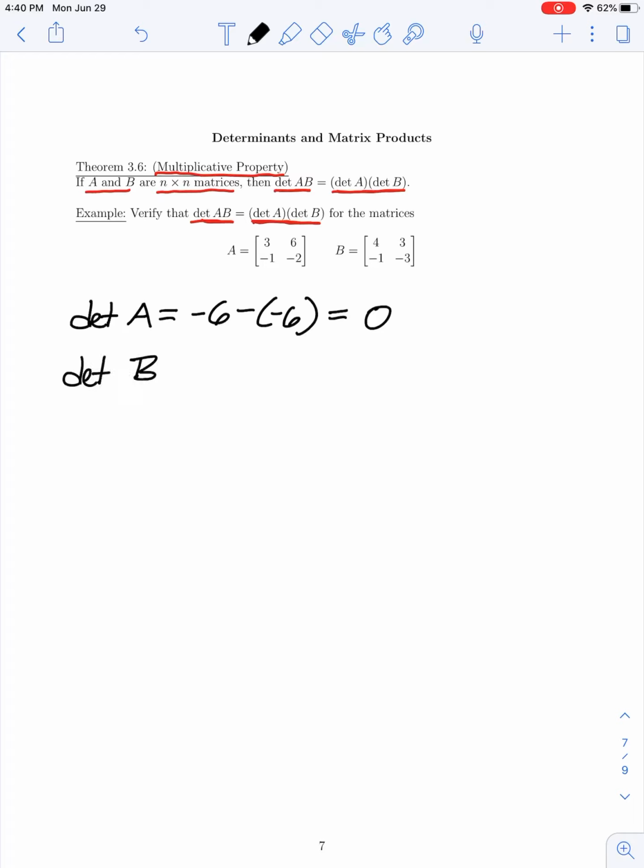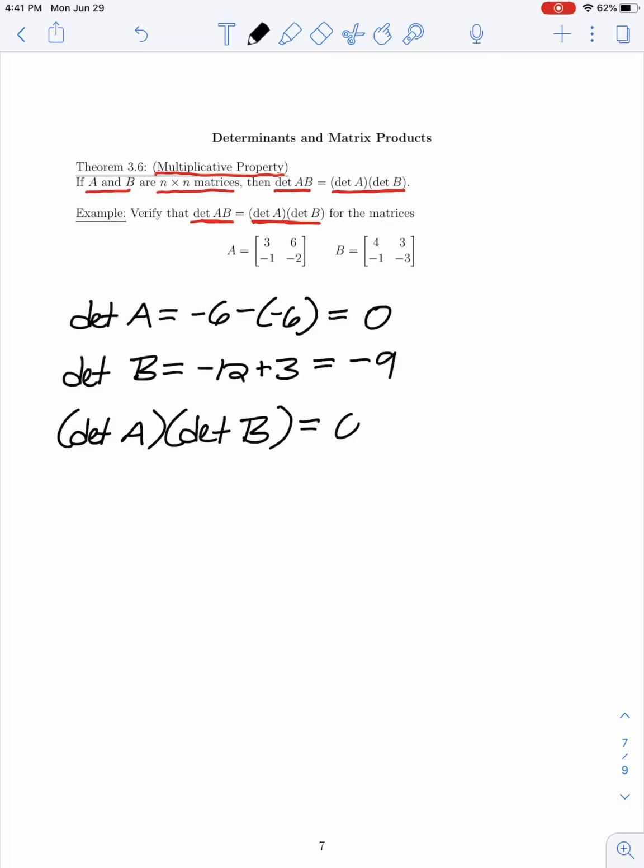And the determinant of B is equal to -12 minus a -3, so plus 3, which leaves us with -9. So here the determinant of A times the determinant of B is equal to 0 times -9, which is simply 0. So let's now compute the matrix product A times B.